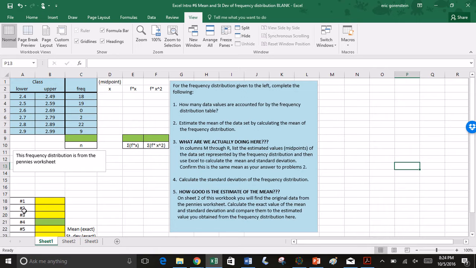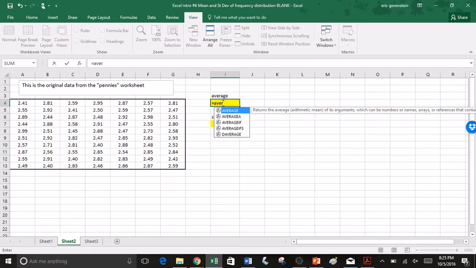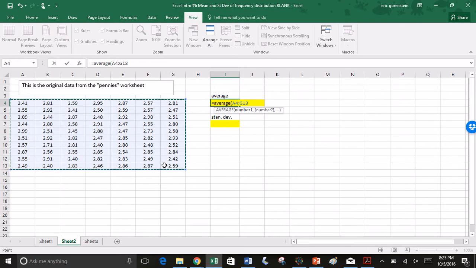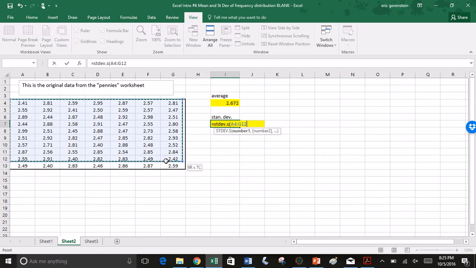Now, I have the original data on sheet 2. This is the 70 data values, the 70 penny weights from the previous worksheet, I think it's just called pennies. So we can compare our estimates to the exact values. Let me just get the exact values right now. So mean would be average, and standard deviation. This is a sample of data, so stdev.s for sample standard deviation of this.